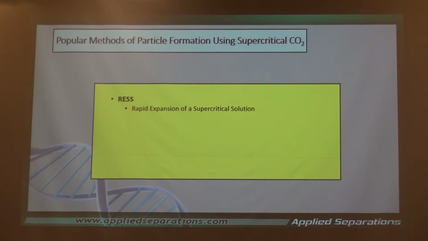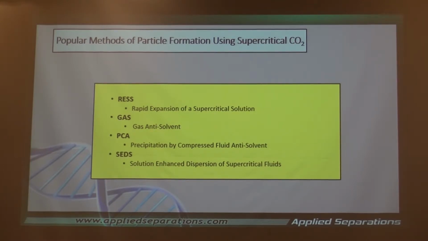There are four different ways of doing this. Now, I did not come up with the names. These are names that are in the literature. There's a process called RES, which means rapid expansion of a supercritical solution. GAS is gas anti-solvent. PCA is precipitation by compressed fluid anti-solvent. I speak English and I really don't know what that means either. I don't know who came up with these names, but we're stuck with them, so we have to keep using them. They're used in the literature over and over again, and now it's an English word. And then there's SEDS as well, solution enhanced dispersion of supercritical fluids. That's another mouthful, even for someone who speaks English.